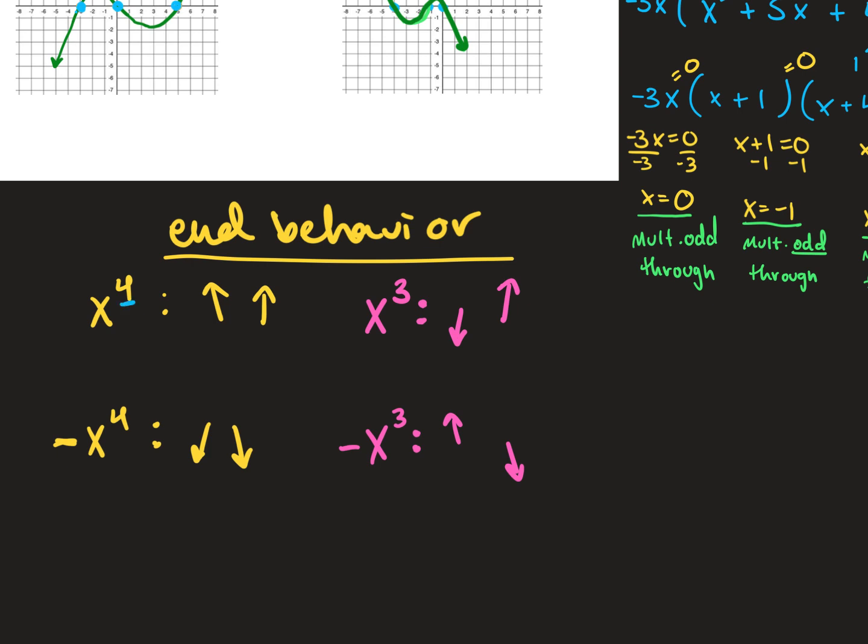So we're looking at the exponent. When it's an even exponent, they go in the same direction. When it's an odd exponent, they go in opposite directions. So you're looking at the exponent.